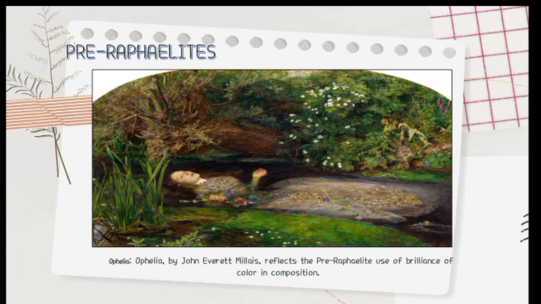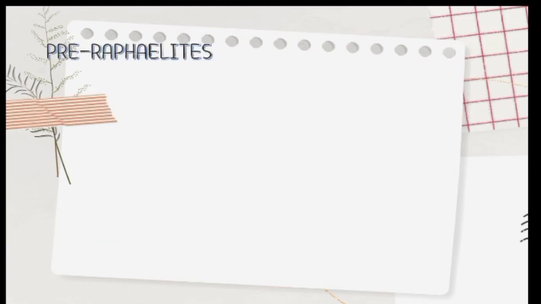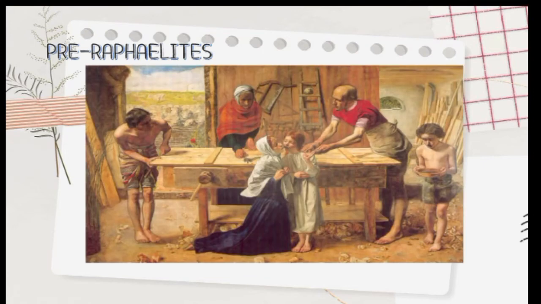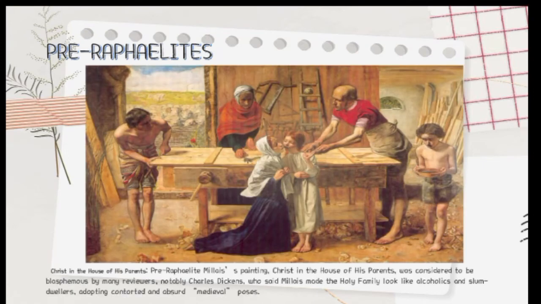Another is a Pre-Raphaelite Millais painting titled Christ in the House of His Parents. It was considered to be blasphemous by many reviewers, notably Charles Dickens, who said Millais made the Holy Family look like alcoholics and slum dwellers, adopting contorted and absurd medieval poses.